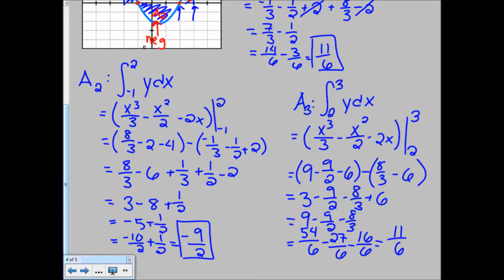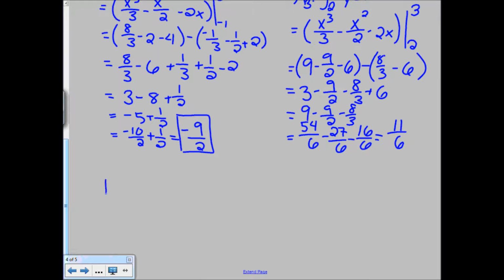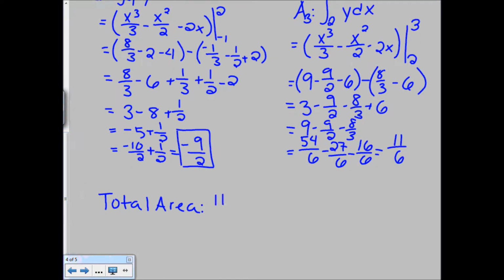So our total area now is going to be equal to the area of A1, which we found to be 11 over 6, minus negative 9 halves to counteract the negative area of A2, and then plus A3, which was 11 over 6 again.